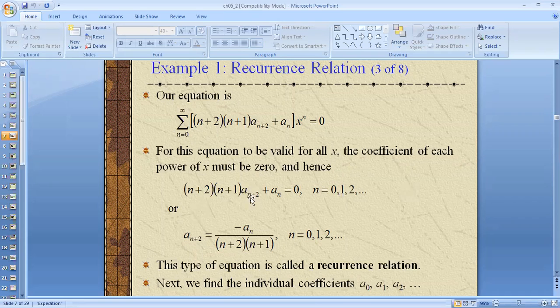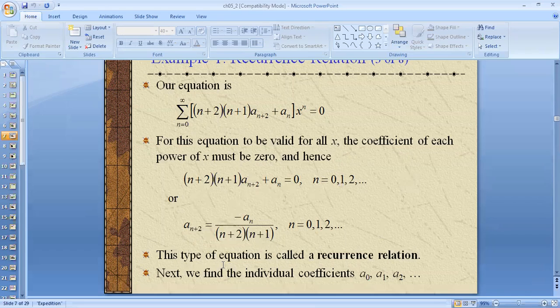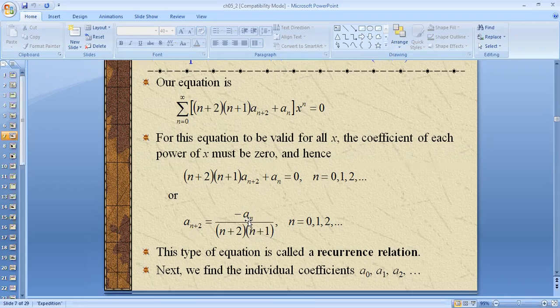Or we can write (n plus 2)(n plus 1) a n plus 2 equals minus n a n. Just rearranging, we get a n plus 2 equals minus n a n divided by (n plus 2)(n plus 1), where n equals 0, 1, 2, etc. Now this type of equation is called a recurrence relation. For individual n, we can take different values of a. Next, we find the individual coefficients a naught for n equals 0, a1, a2, etc.